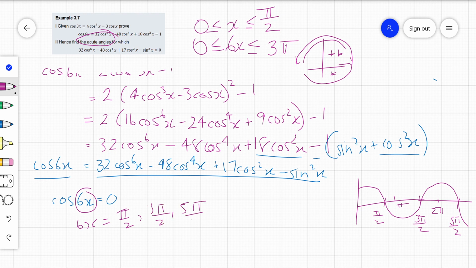And then of course we need to divide by 6. So pi on 12, 3 on 6 is a half, so that's pi on 4. And then this is also just on a 12. So we should get those 3 answers.